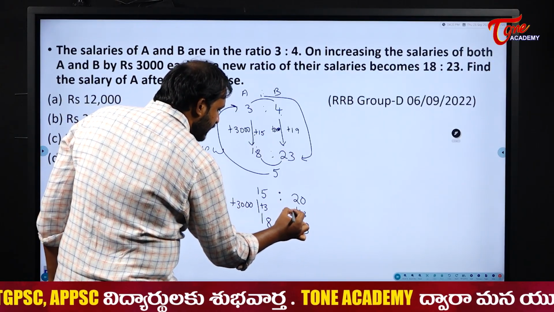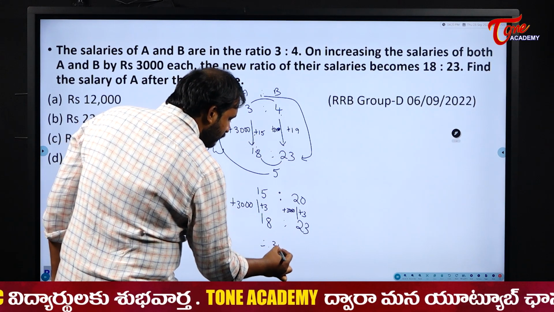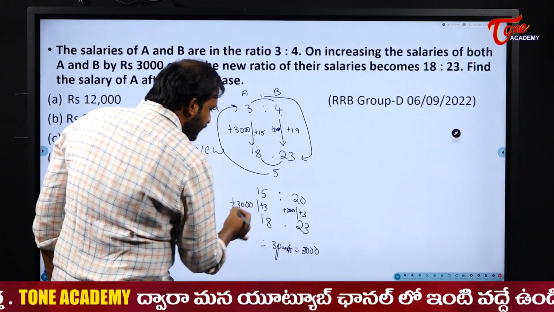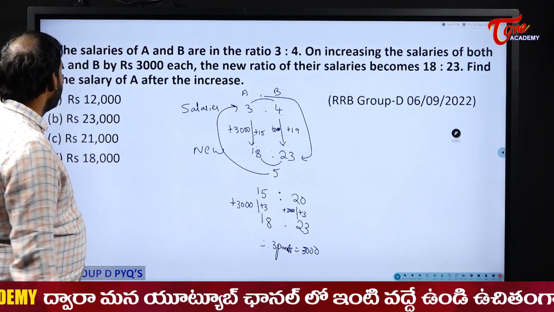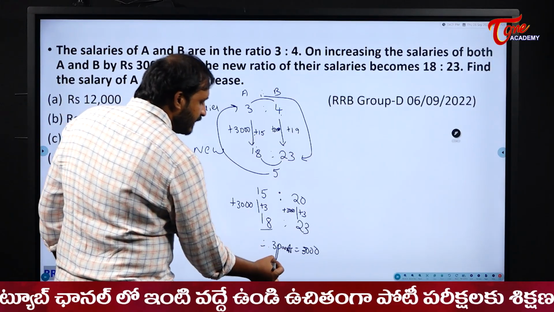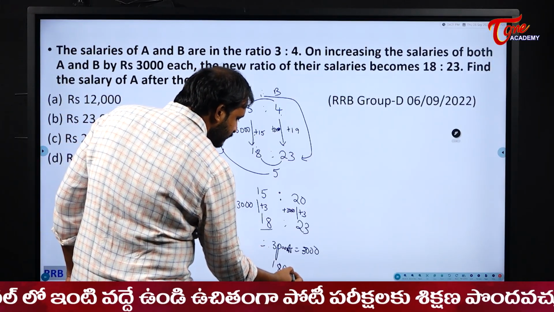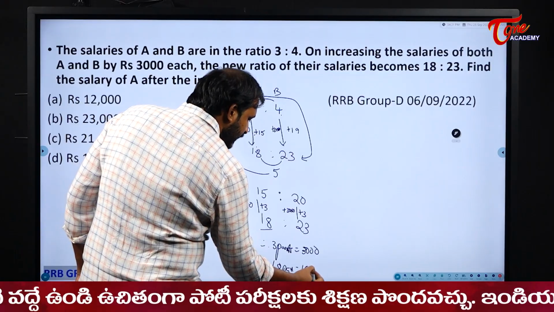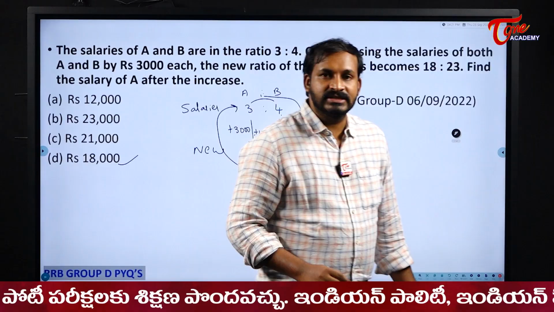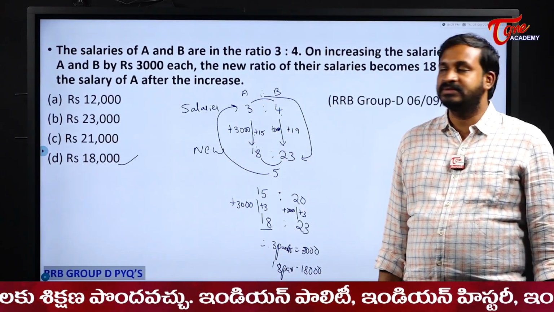So directly I can write, therefore 3 parts is equal to 3000. And they are asking us to find the salary of A after the increase. After the increase, salary of A is becoming 18 parts. If 3 parts is 3000, so 18 parts will become 18,000.